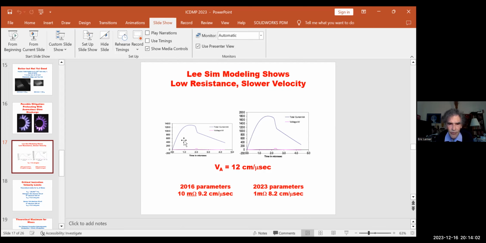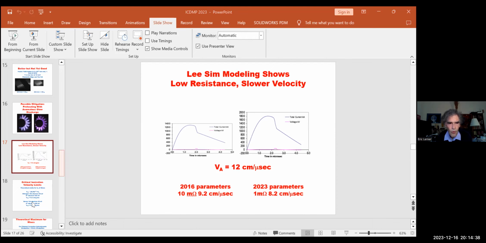But if we model this pulse with the parameters that we optimized through the Lee simulation back in 2016 with 10 milliohms, then we get much lower current than we actually got. If we get a good modeling of the current we actually got, which is 1.8 megaamps, then we get a lower rundown speed. So what's happening? Why is some of the energy being dissipated?